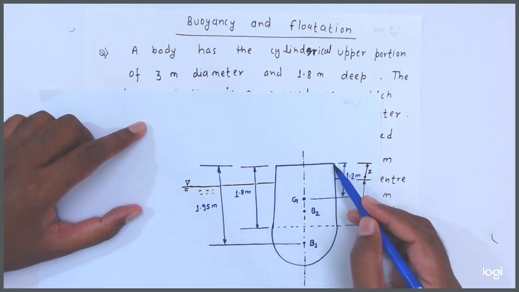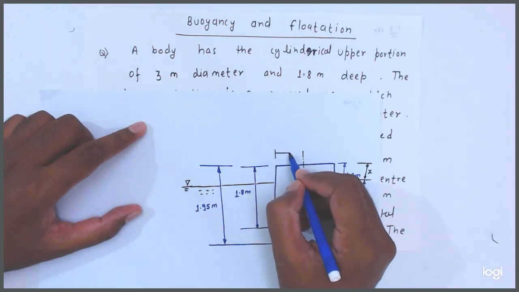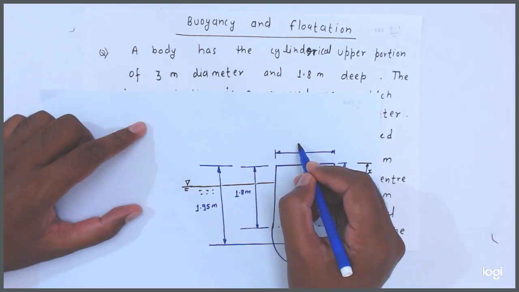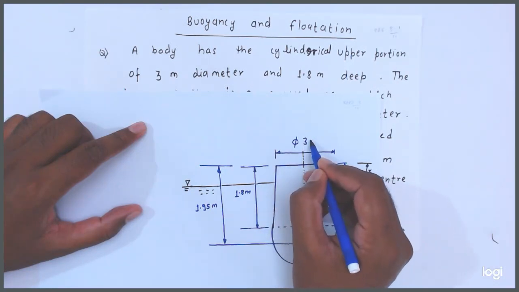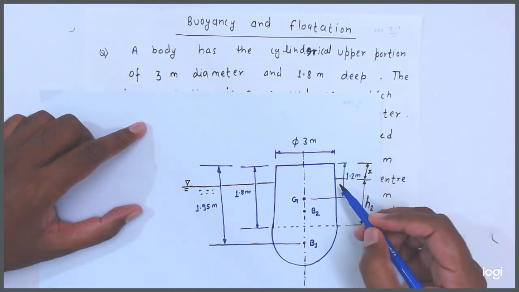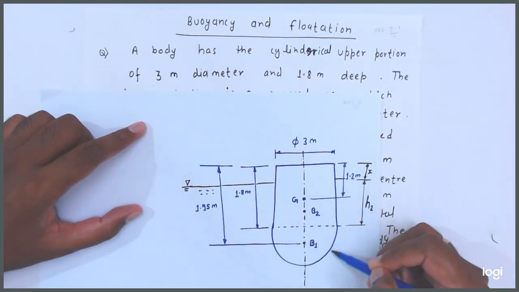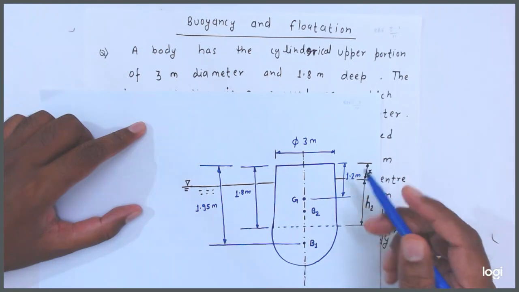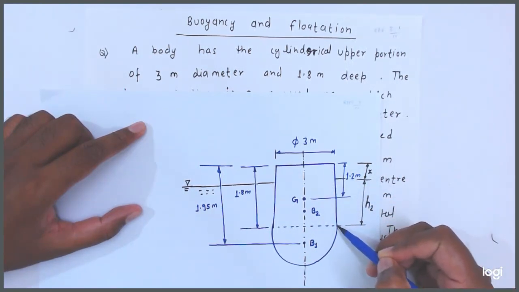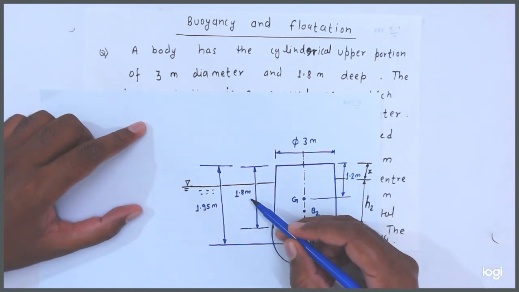This is the cylindrical part. Its diameter is equal to 3 meter. Okay, friends, this diameter is equal to 3 meter. And it has two parts. First part is the cylindrical portion and second part is the curved portion. The upper part is the cylindrical part and its diameter is equal to 3 meter. Its depth is equal to 1.8 meter.